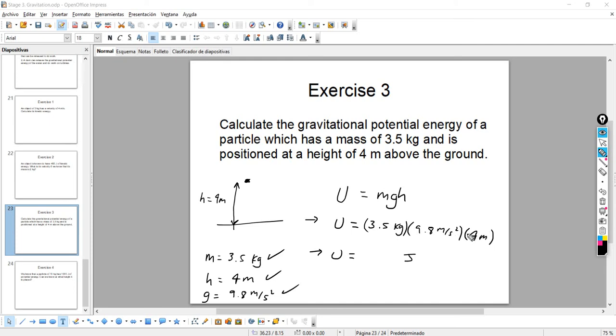Let's multiply 3.5 times 9.8 times 4, and we're gonna get 137.2 joules. So that's it, guys. This is the gravitational potential energy of this particle positioned at 4 meters with respect to the ground.